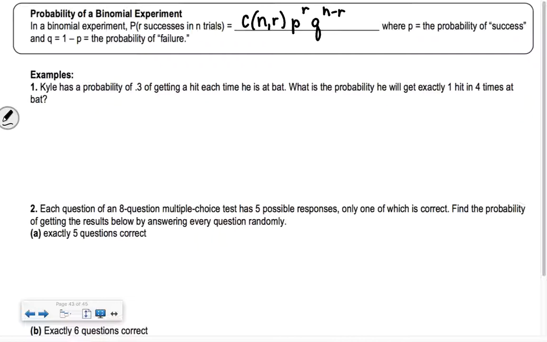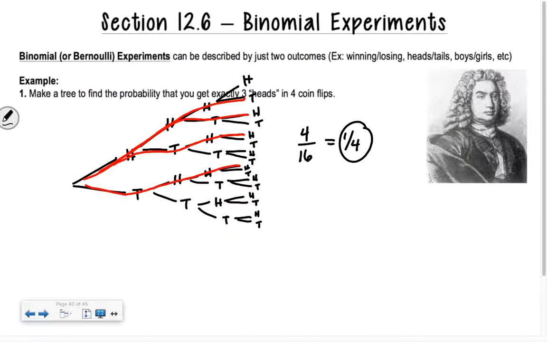Okay. So it's a complicated formula, right? And I'm sure all of you guys are like, oh my gosh, do I have to memorize this? This is complicated. So we want to talk about where this comes from. Going back to this tree, if I had 4 coin flips and I want exactly 3 heads, then how many tails do I have to have? 1. Does this make sense?